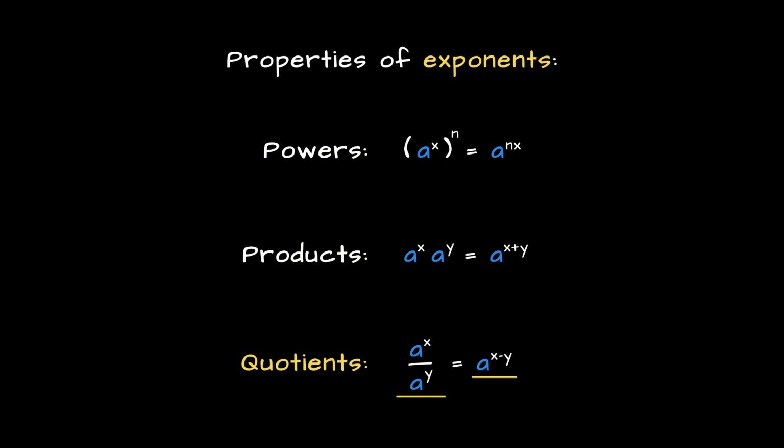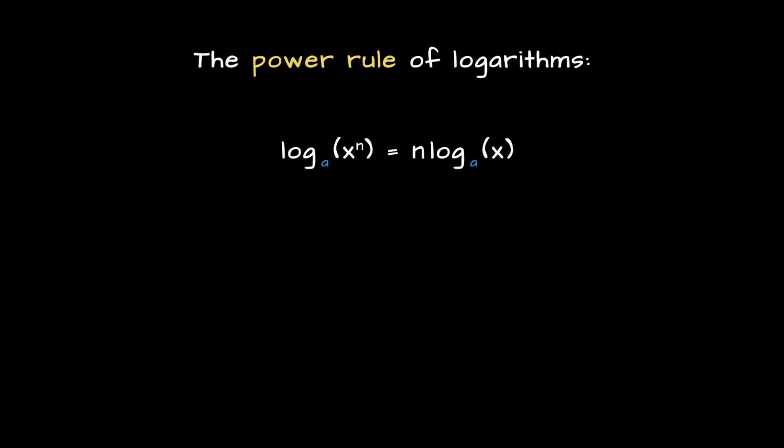As we'll see, each of these three rules has a counterpart for logarithms, which makes sense because logarithms are, after all, merely the inverses of exponential functions. Here's our first property of logarithms. It's often called the power rule of logarithms. And what it states is that the logarithm of a power, the logarithm of x raised to the power n, can be rewritten by taking that power and moving it out to the front of the logarithm. So the logarithm of x to the power n is equal to n times the logarithm of x.